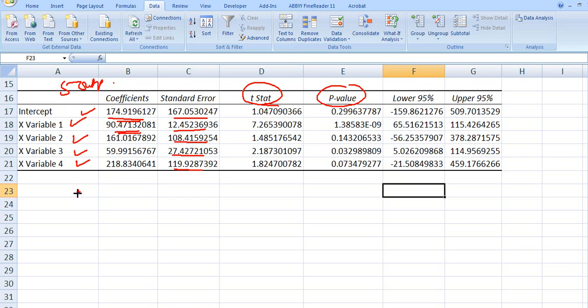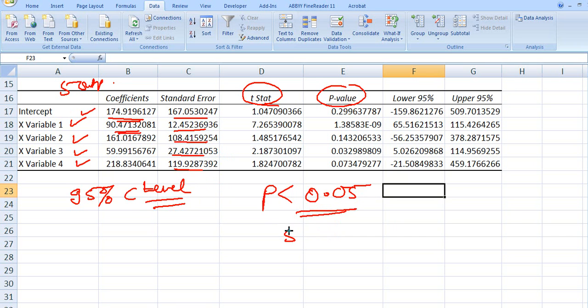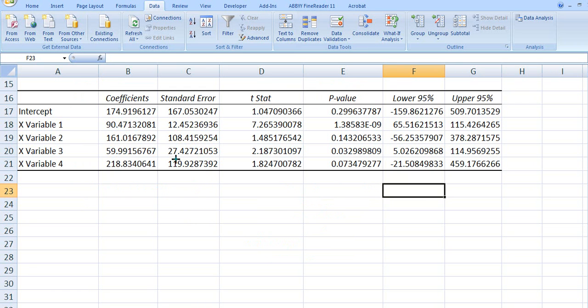Please note that if you are doing hypothesis testing at 95% confidence level, then you should say that a variable output is significant if the p value is less than 0.05 or 5%. If the p value is greater than 5%, we say that the intercept value is not significant, or that the coefficient value is not significant.